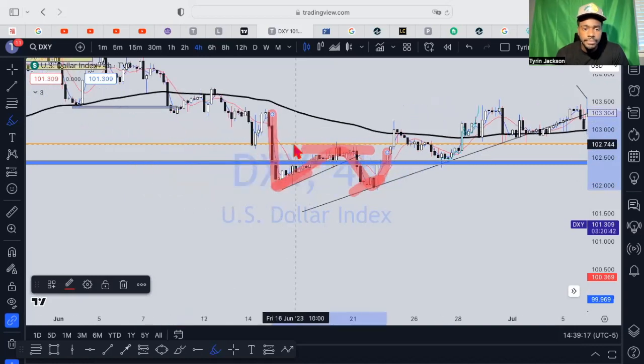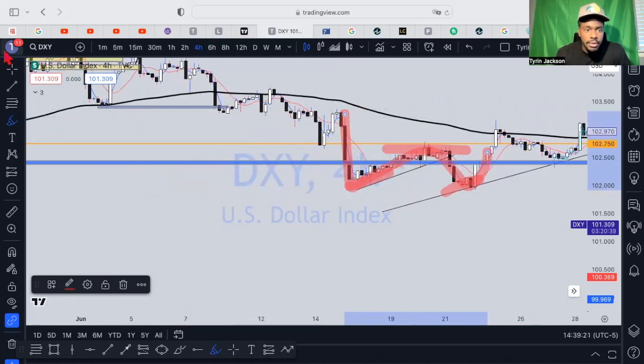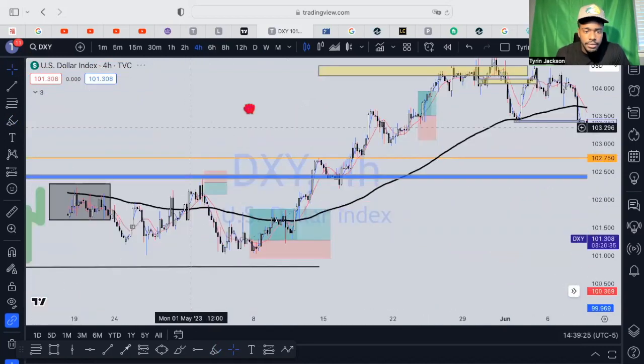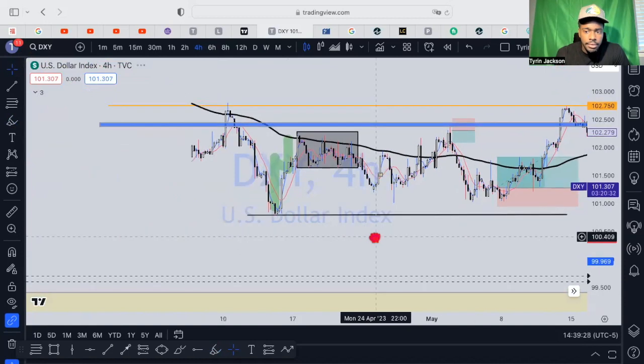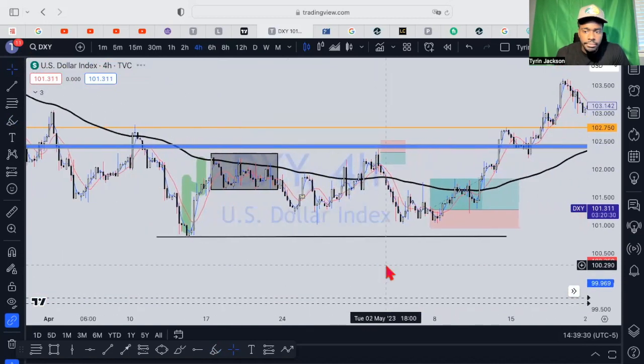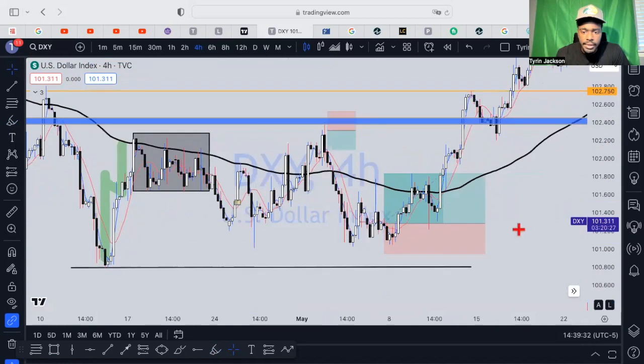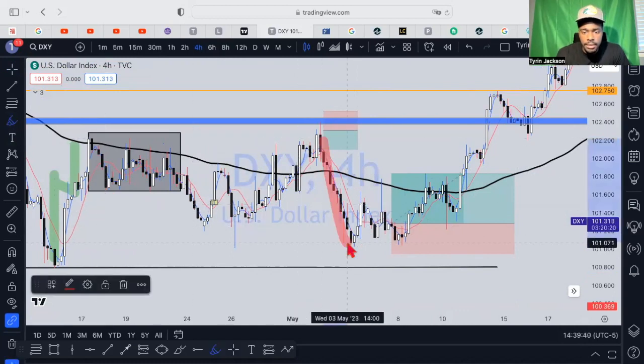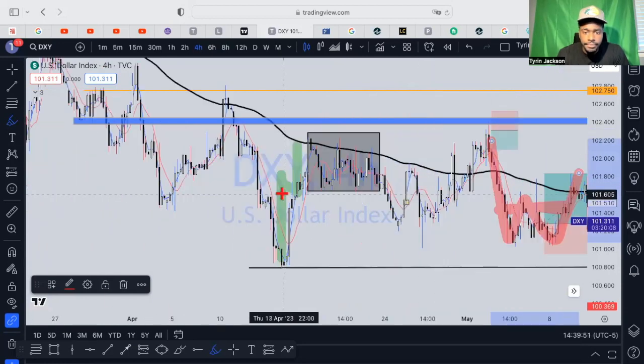Let me try to find a double top for you. Yeah, guys, here, got another example of the double bottom. Price came down, came up, came back down, came up. This is that neckline. And we're up for a few pips.